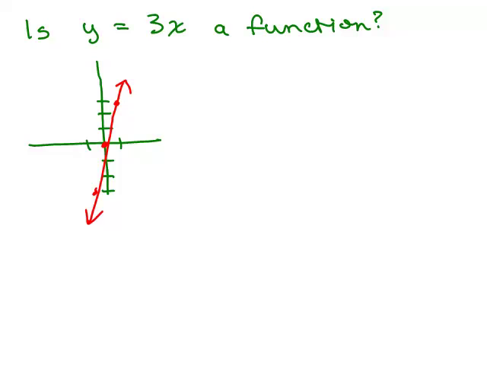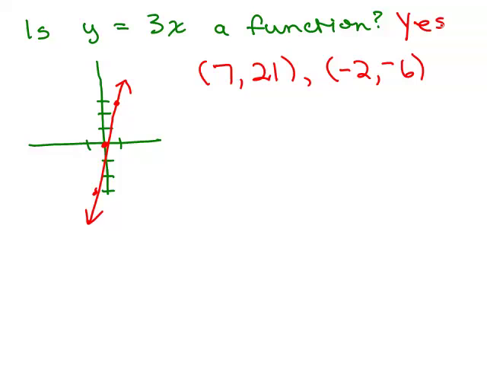For every value of x, there's going to be exactly one y. So if I put in a 7, the y value is going to be 3 times 7, or 21. So that's one ordered pair. If I put in a negative 2 for x, the y value will be negative 6, etc. So there's infinitely many ordered pairs, and yes, this would be a function.